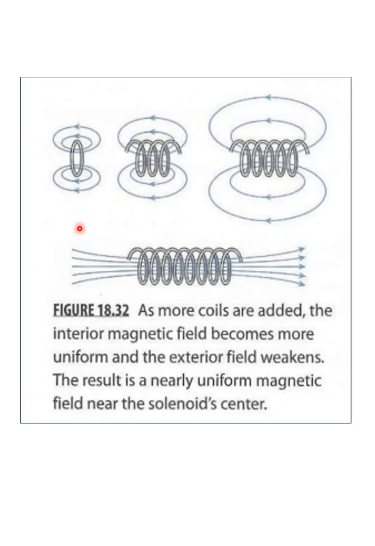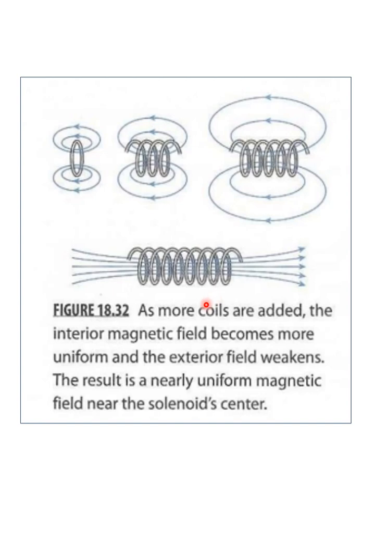Now, let's take that coil, turn it on its side, and let's add more coils. As more coils are added, the interior magnetic field becomes more uniform and the exterior field weakens. The result is a nearly uniform magnetic field near the solenoid center. So this shape, these tight coils, are called a solenoid, and we get a nearly uniform magnetic field in the center. And this is the makings of an electromagnet.